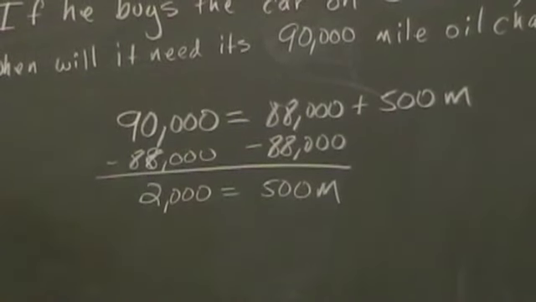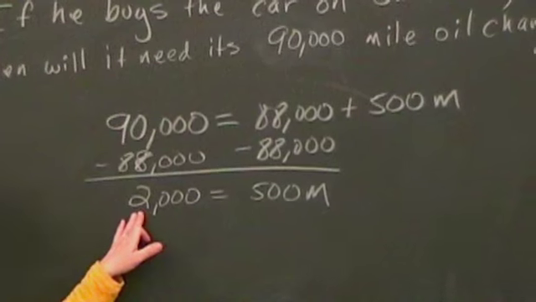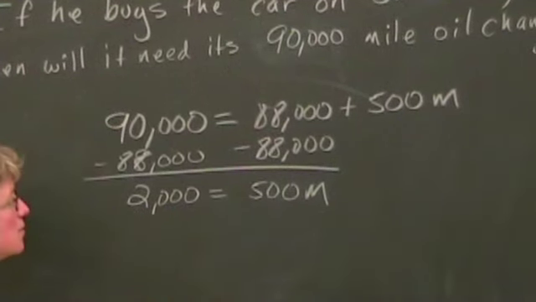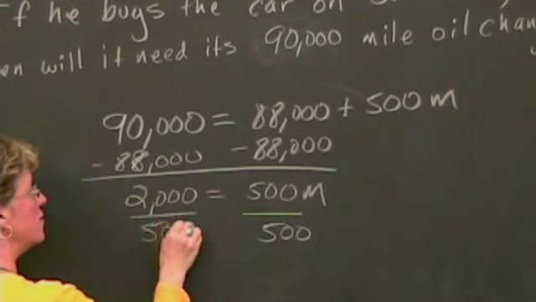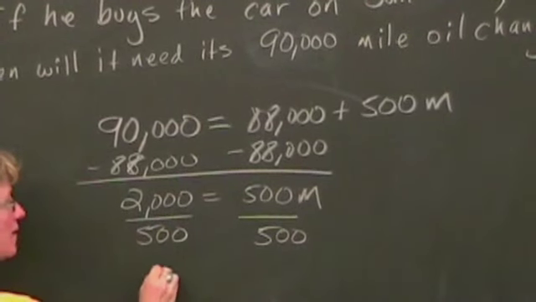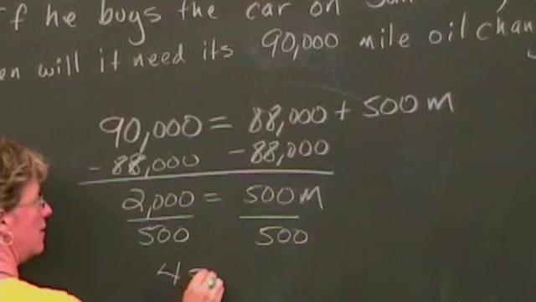So we want to find out how many months it takes him to go 2,000 miles. And at 500 miles per month, if you just divide on both sides by 500 or just use your brain, you can see that that's going to take him 4 months.